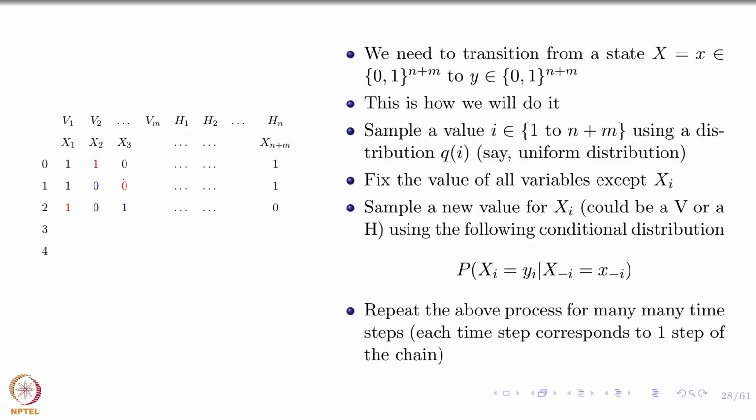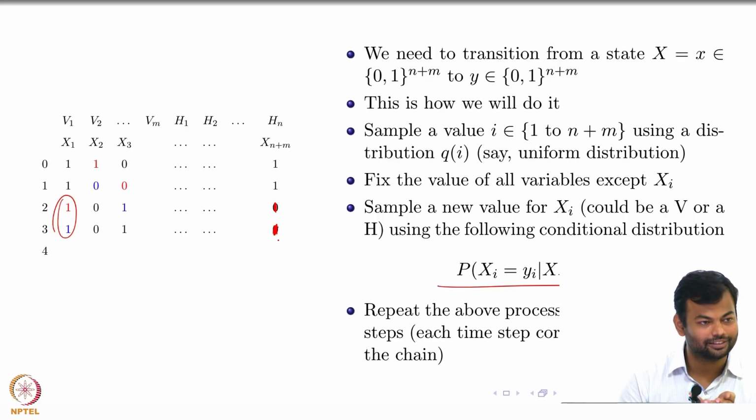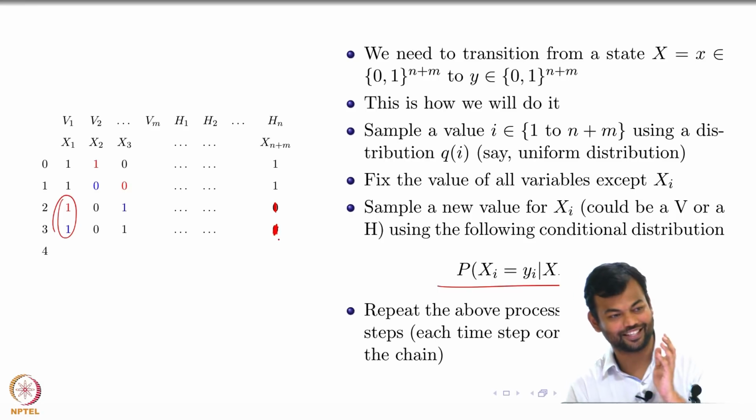And notice that it's not necessary that the value will always toggle. It can actually remain the same also. So at this time step, again I picked 1 as the random variable which I'm going to sample again and fix all the remaining variables. And at this time step, based on this distribution, I actually ended up keeping the same value. So now we have to live with this for the next 15 slides or so.